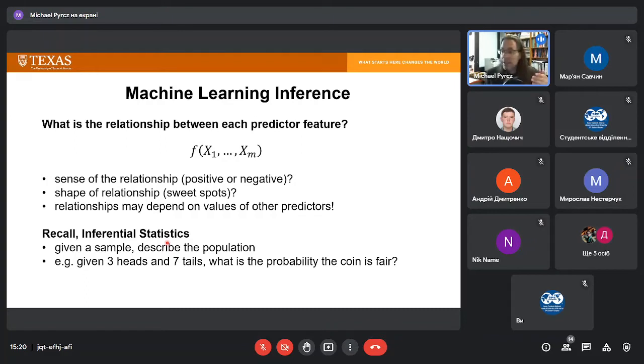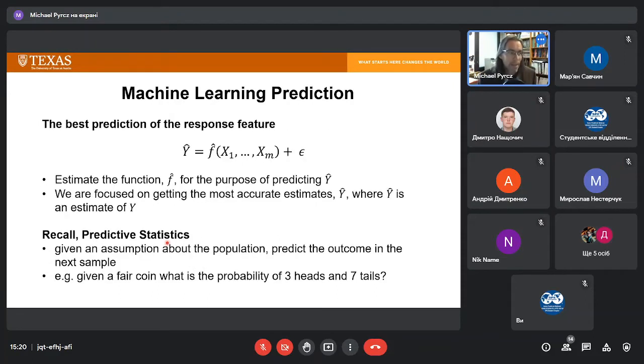In other words, given the sample, what is going on with the population the sample came from? That's inferential, learning the population. Prediction goes after inference. After we understand the population, we can now make predictions with our model.